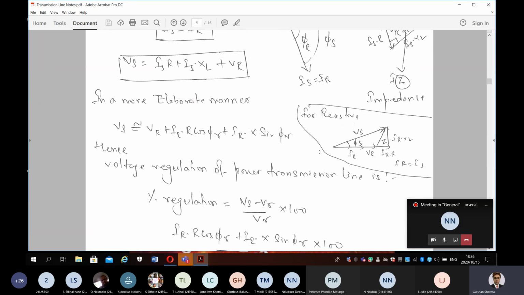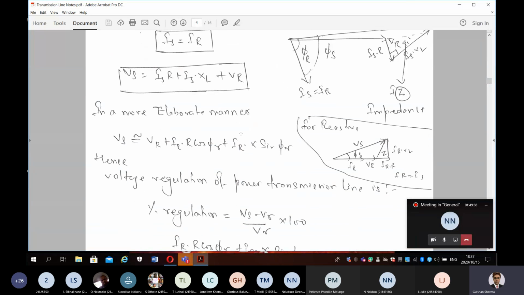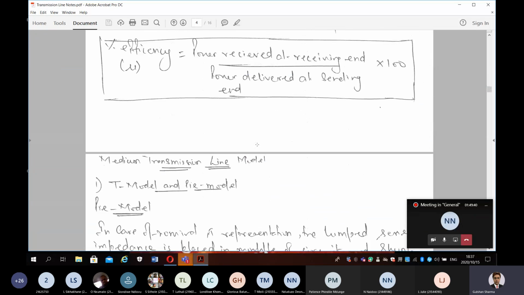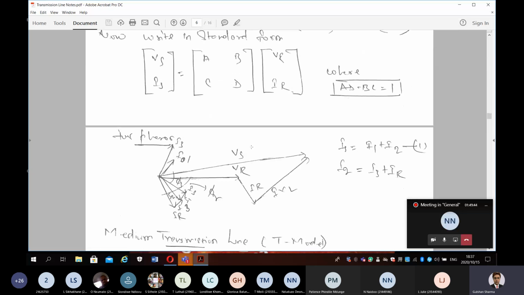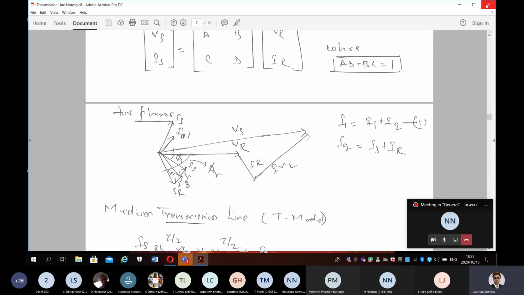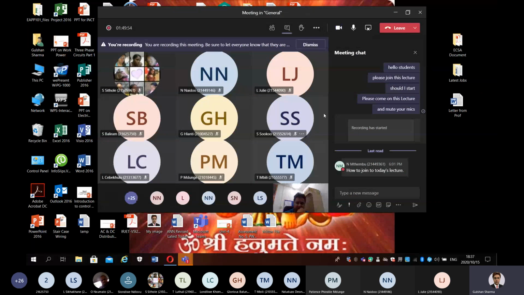So I feel that it's sufficient for today, otherwise it will be too much, and then it will be difficult for you to understand all those things. I want to finish it now. Next time we will see all the other numerical things, T line, pi line, and then we'll try some numerical problems also. So I will stop now, and if you have any questions, you can ask me, otherwise no issue.